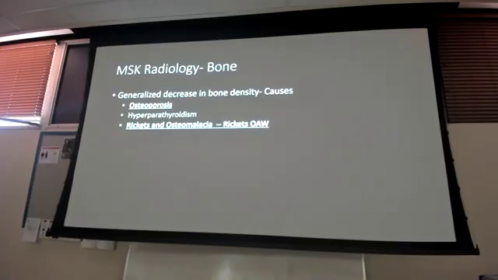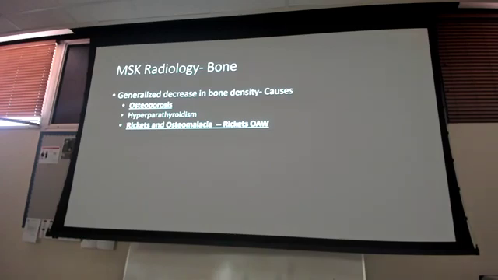Okay, so we covered focal and diffuse increases in bone density. Now we're going to cover some generalized decreases in bone density: osteoporosis, hyperparathyroidism, and rickets and osteomalacia. So the hyperparathyroidism is not testable, but you're going to see it next semester in endo, and images can help you with that.